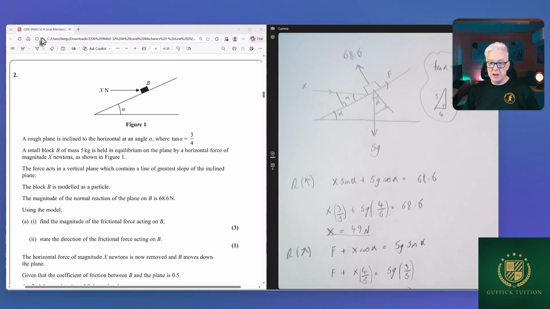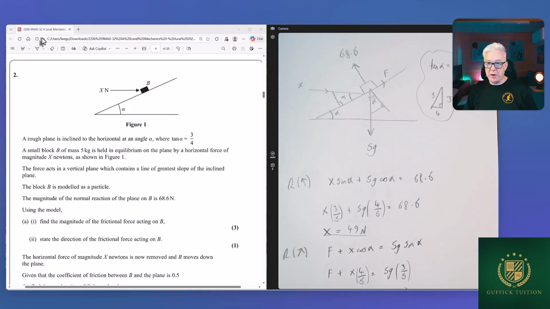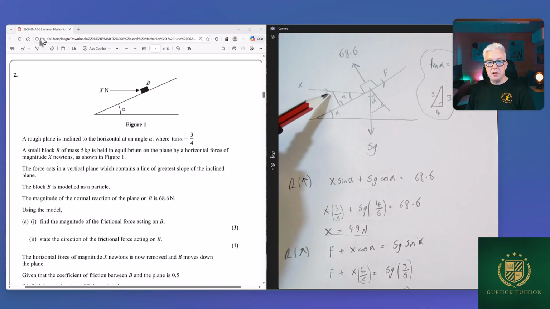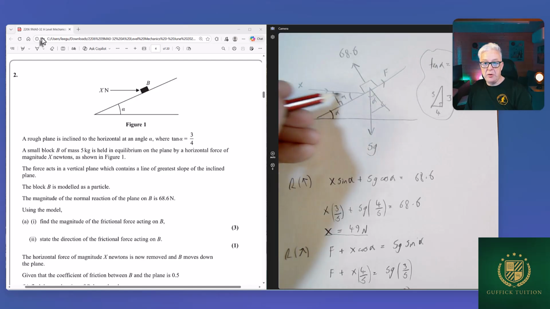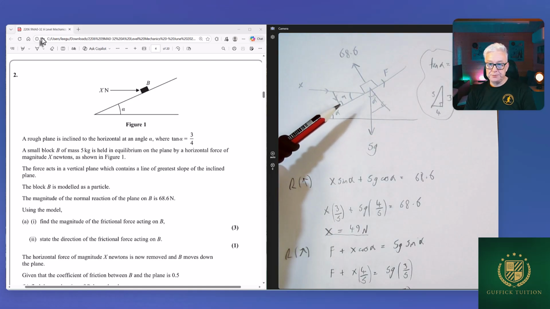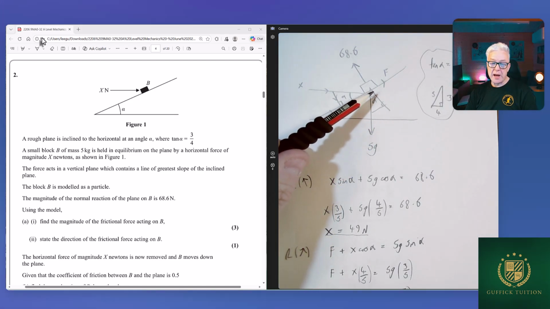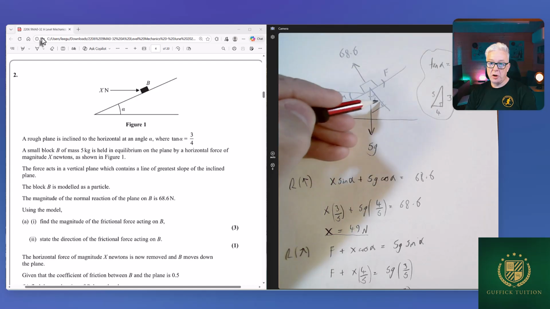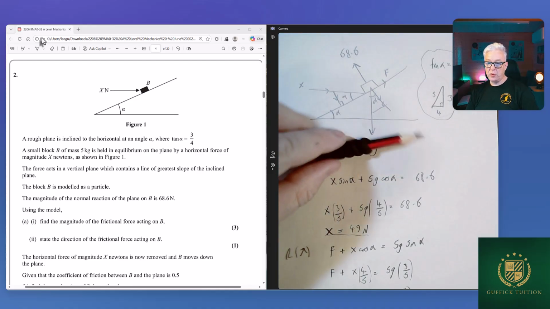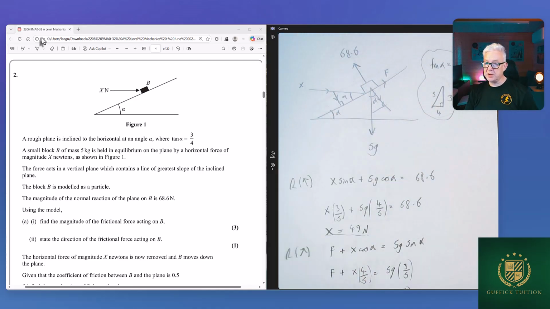So first of all then, let's resolve perpendicular to the plane. So resolving perpendicular to the plane, let's consider this force. We have got x, and it's going to be times by sine alpha, because the component of this force here is pushing the block into the plane. So that is x sine alpha. We've got the component of the weight that is holding the block on the plane. So that is this force here, which is going to be 5g cos alpha. So those are the 2 forces that, as it were, are pushing the block into the plane.